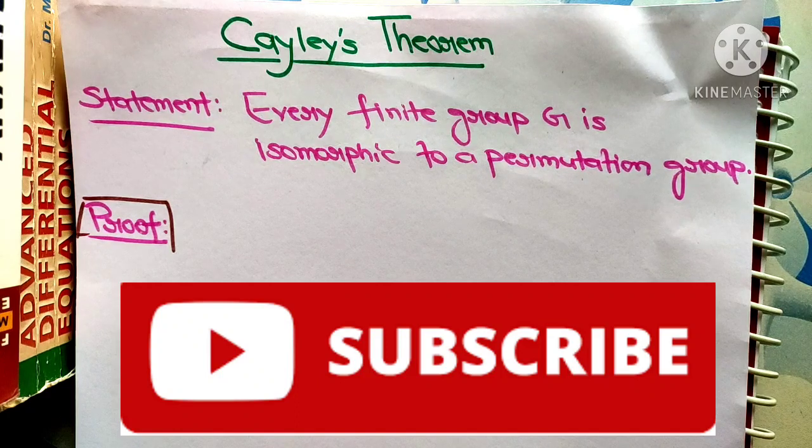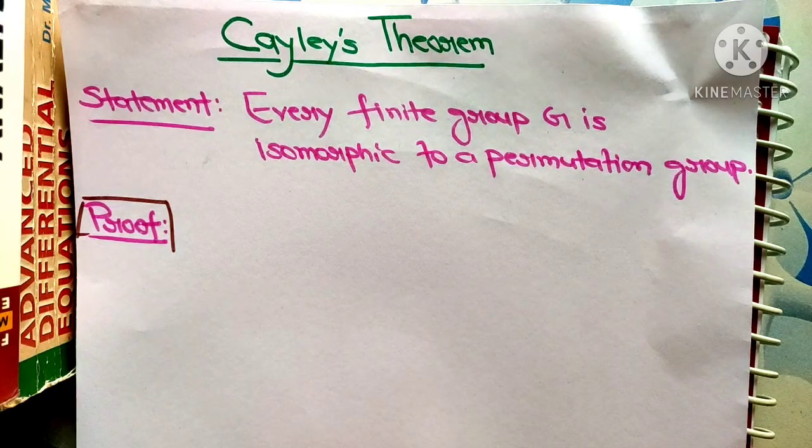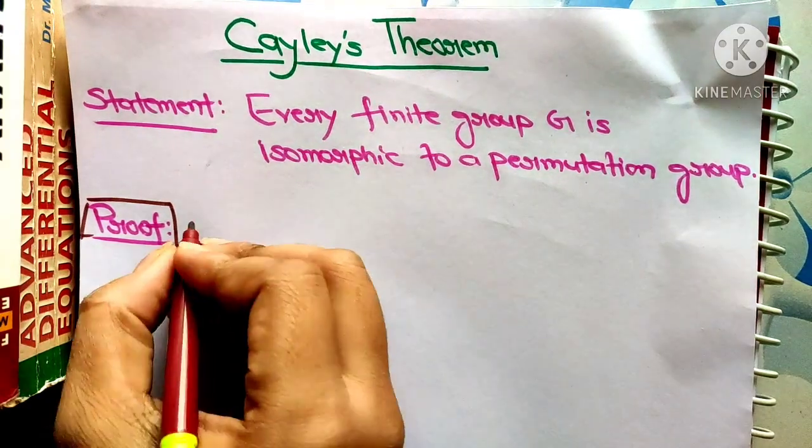Myself Preeti Divyani, and today in this video we are going to prove Cayley's theorem from group theory. The statement is: every finite group G is isomorphic to a permutation group. Okay, let's see the proof.